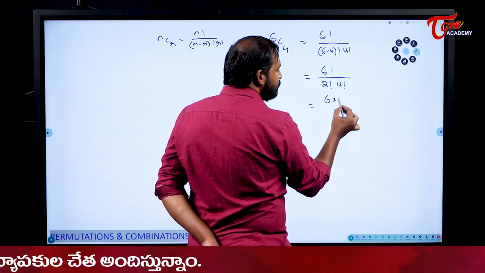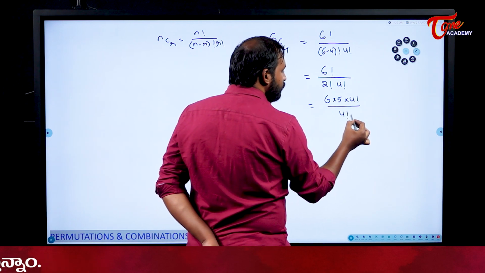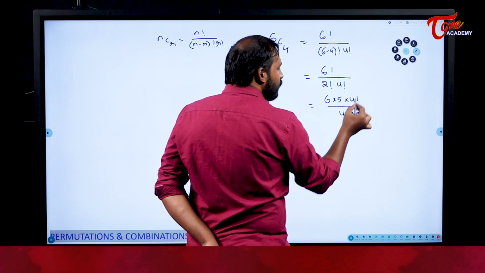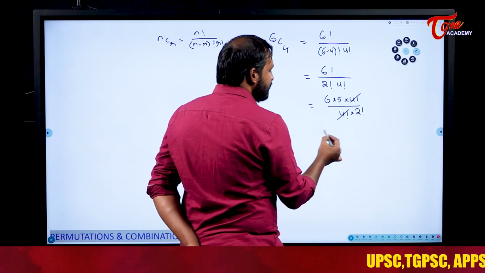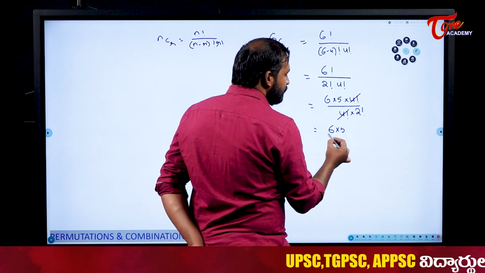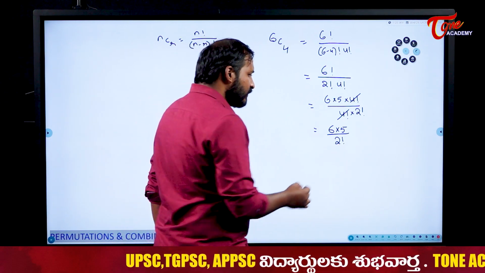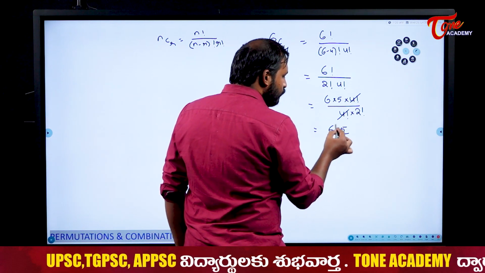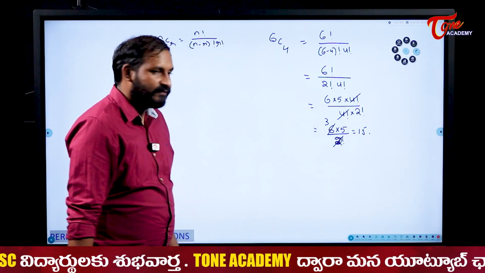6 into 5 into 4 factorial by 4 factorial into 2 factorial. 4 factorial will get cancelled. Next, I will be left with 6 into 5 by 2 factorial. 2 factorial is nothing but 2. So 2 ones are 2, 2 threes are 6, it becomes 15.